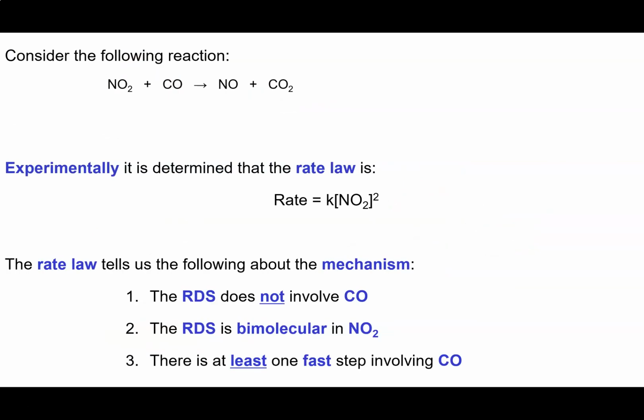So checking whether a mechanism is consistent with a rate law, or finding a rate law given a mechanism, are standard problems. There are some other problems where you're asked to propose a mechanism, which are a little tricky. So in this reaction, we've got NO2 plus carbon monoxide gives NO and CO2. And experimentally, perhaps the people did methods of initial rates, perhaps they did an integrated rate law type situation. They figure out that this reaction is second order in NO2.